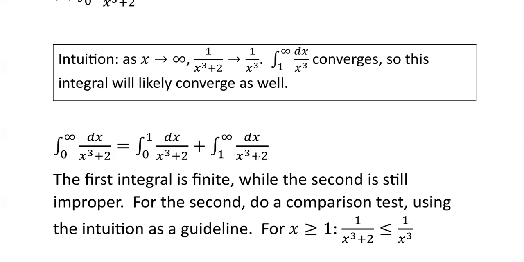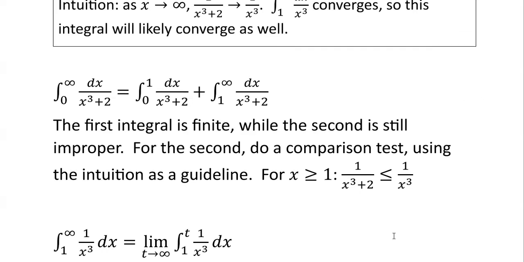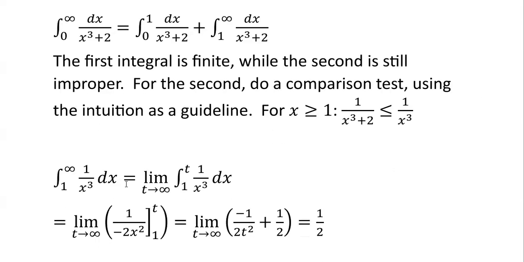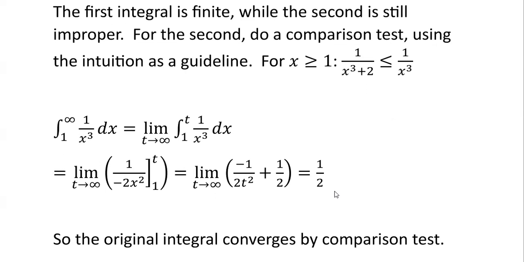And now we compare this function, 1 over x cubed plus 2, for x greater than or equal to 1, it's less than or equal to 1 over x cubed. This is the function we had the intuition about. Okay? Since it's less than or equal to 1 over x cubed, and since we know that this improper integral of 1 over x cubed dx from 1 to infinity converges, I even showed the work here for completeness. Because this converges and our function is even smaller, by the comparison test, our integral must converge as well.